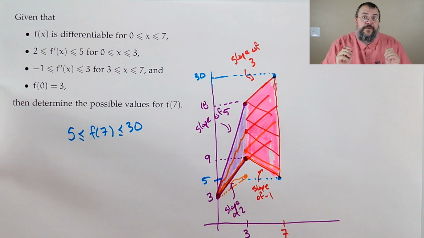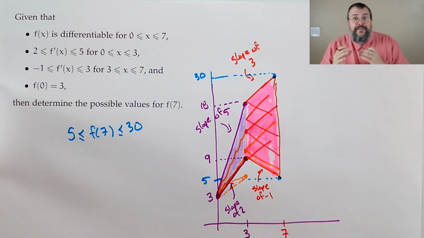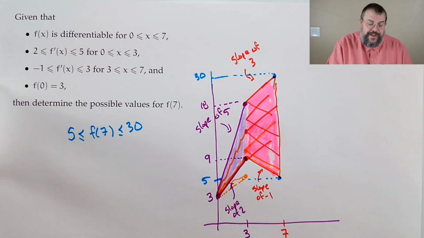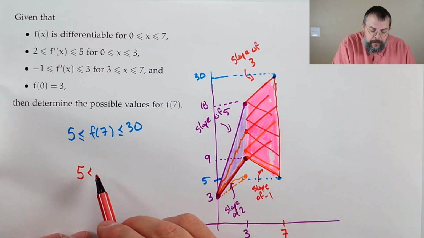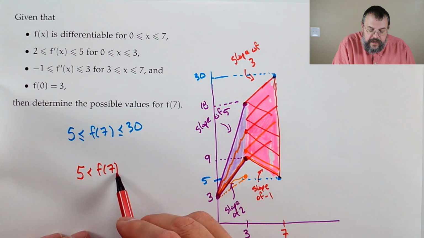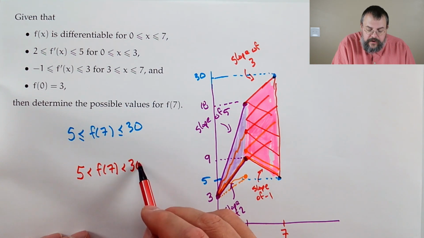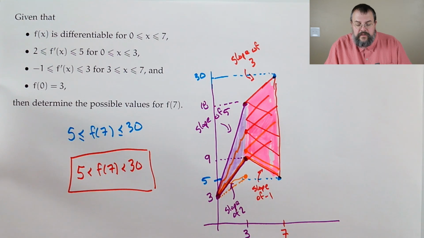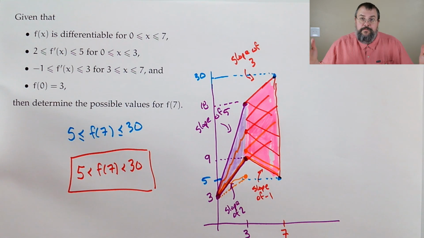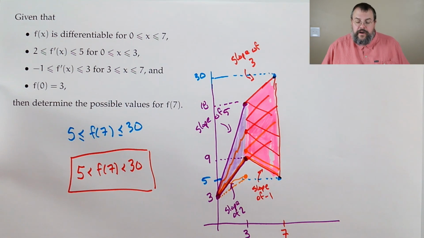So we can throw out 5 by the same reasoning we can throw out 30, and therefore, if we are going to say what are all the possible values, it has to be any value between 5 and 30. And that's it. That's as much as we can say. Well, that's actually not so bad. That gives us a fair amount of information. So if we can say, for instance, our function can't be 2, we know that's not possible.